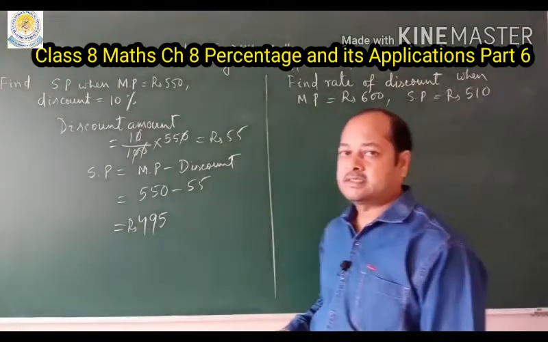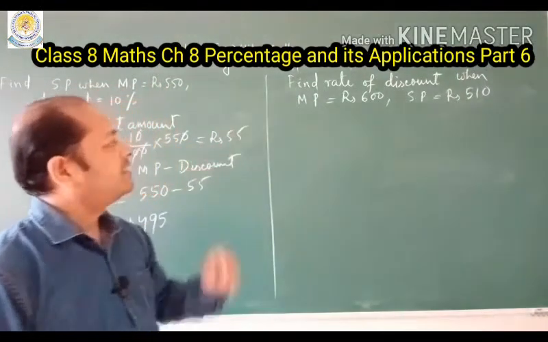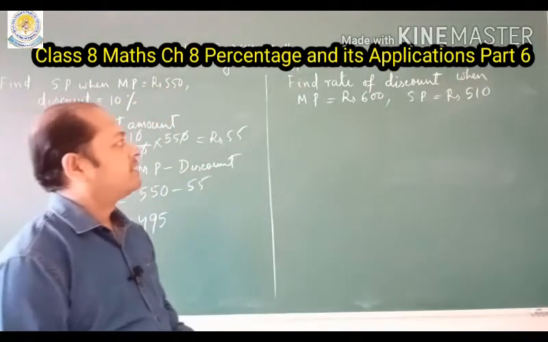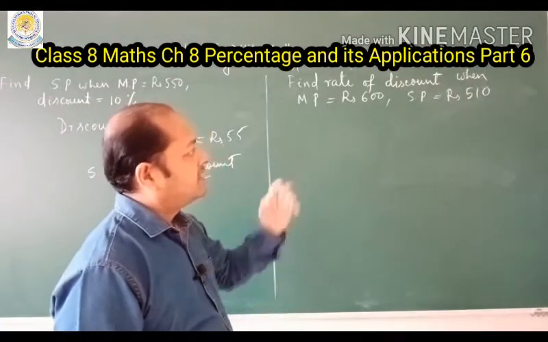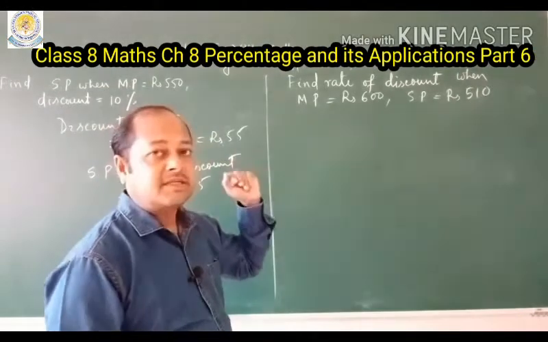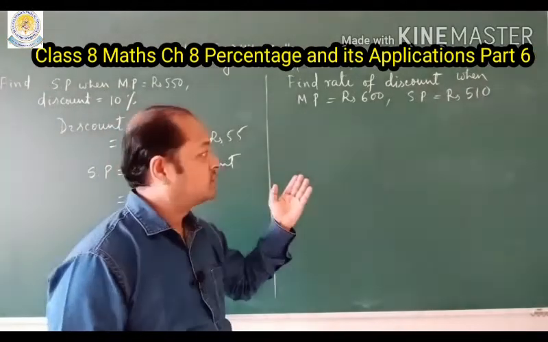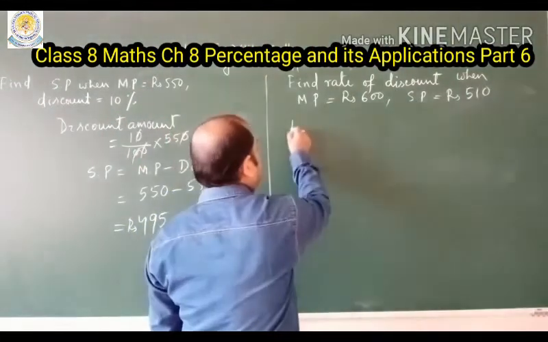Now look at the next question. The next question says, find the rate of discount when the marked price is 600 and the selling price is 510. What is asked here? The rate of discount, or discount percentage. For that you have to calculate the discount first. So first find out the discount.